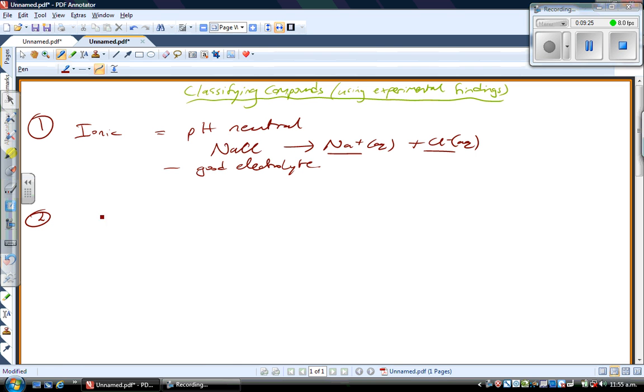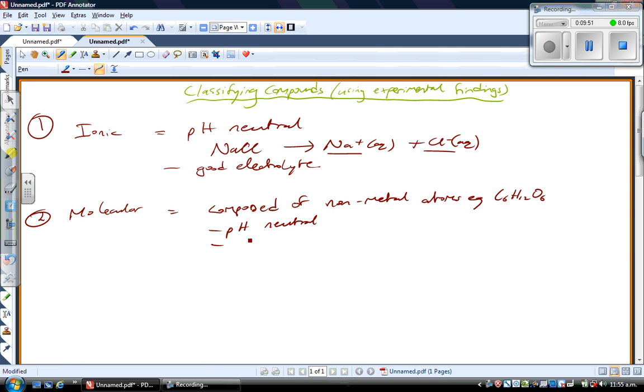The second type of compound you can have is described as being molecular. We've just been talking about glucose. So a molecular compound is composed of non-metal atoms or elements. We just did glucose. You can see there C6H12O6. They're all non-metals. They also have no conduction of electrical current, so they're not conductors. All right, that's molecular.